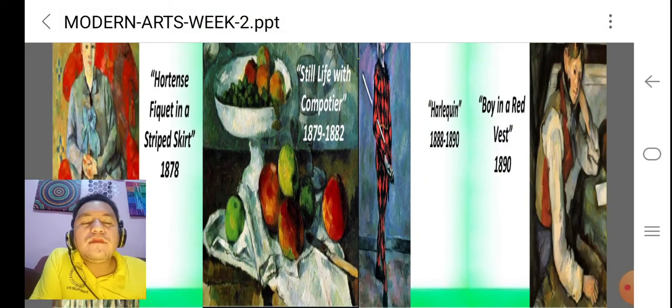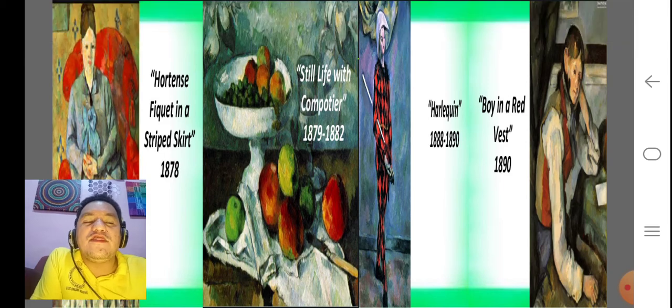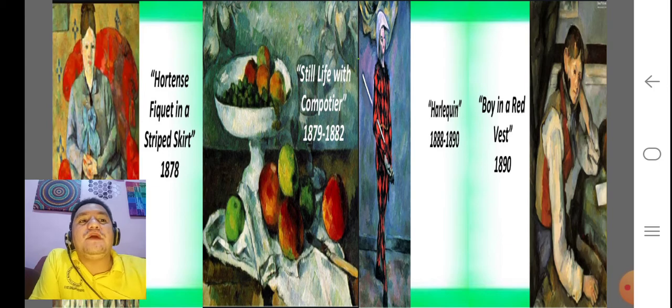Next. Here are some of his artworks. Take a look at this and then try to identify. Look at the colors, di ba? There is an intense color on the different paintings we have here, but we cannot easily identify who is this guy. We cannot say that.